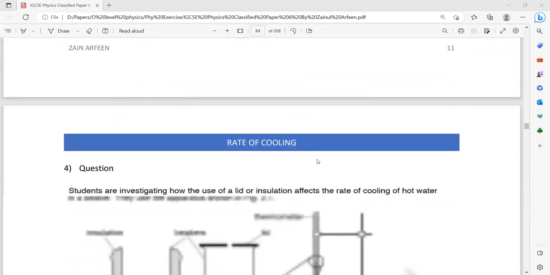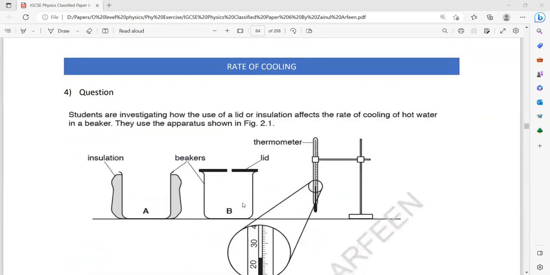Right now we are comparing one with insulation and another with a lid, but this is not a fair judgment or a fair comparison. How can we make a fair comparison, to check whether insulation is affecting the rate of cooling or the lid is affecting the rate of cooling? So what should we do? That is the question.